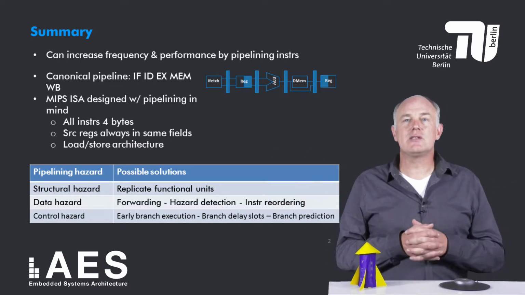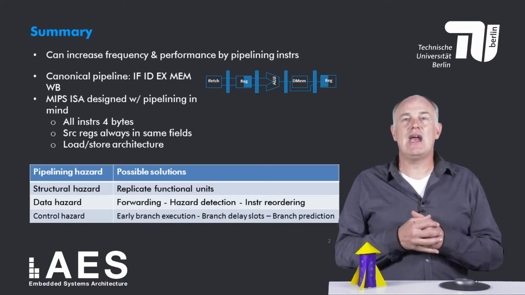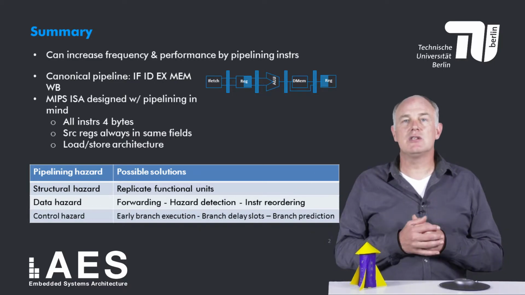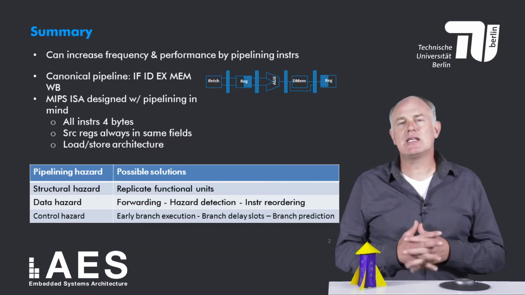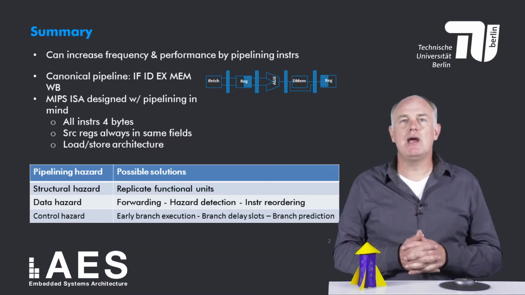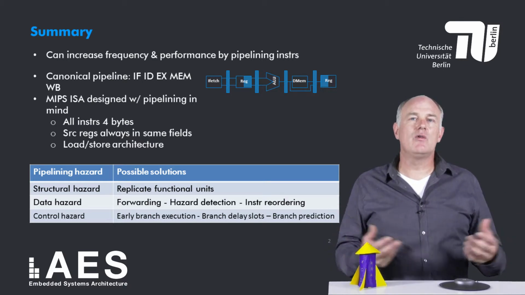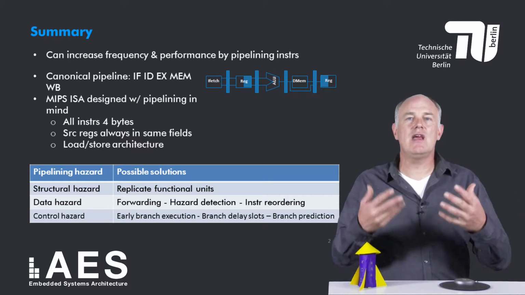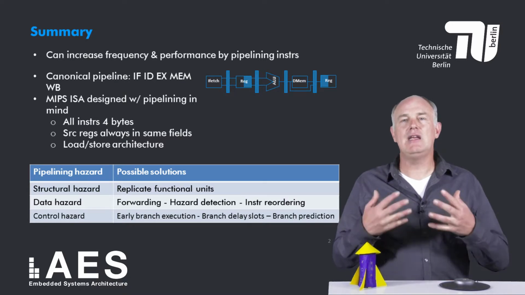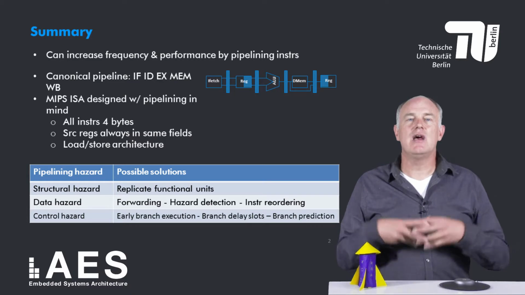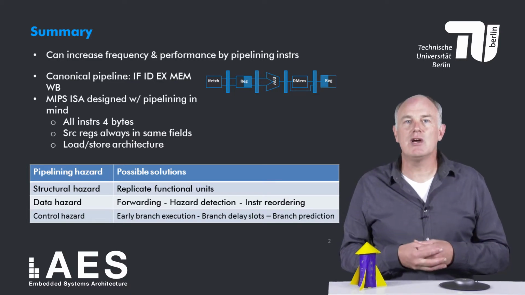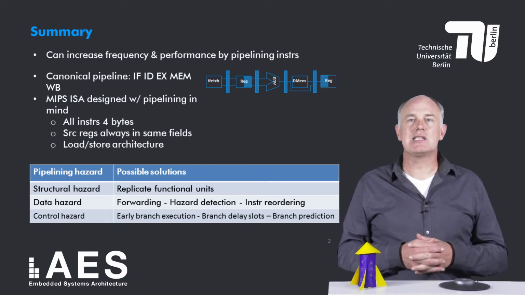Finally, control hazards occur because at the time branches are executed, some other instructions already entered the pipeline. They can be solved partially by executing branches early in the pipeline, and we showed how branch execution could be moved to the second stage of the canonical pipeline, the ID stage. At that time, the next instruction has already been fetched, but this instruction does not need to be flushed if we employ a branch delay slot.